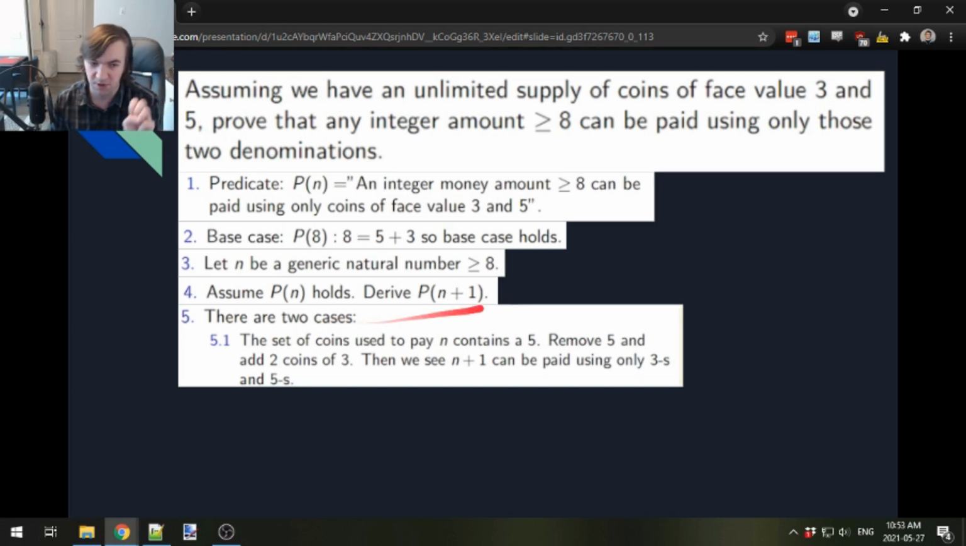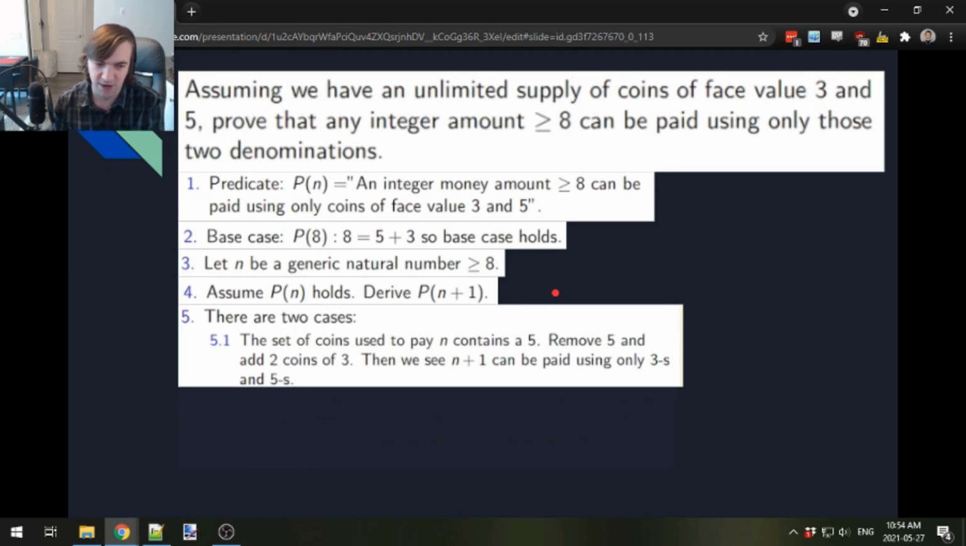And there are two possibilities. Possibility 1 is that the set of coins used to pay contains a 5. If you remove that 5 and add in two 3s, then you've lost 5 and gained 6. So you've acquired enough to get the next one up, right? So you can see n+1 can be paid using only 3s and 5s. You just remove the 5 and add in two 3s. Great, you got the next one up.